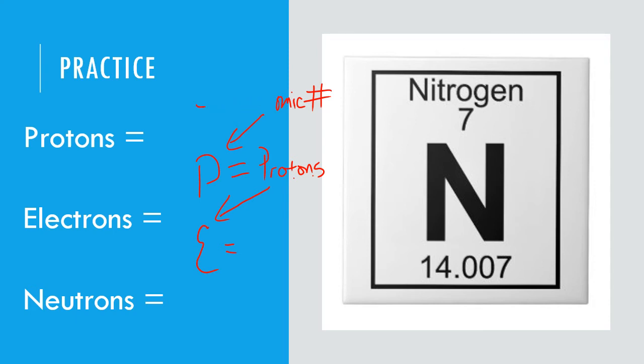So first things first, let's identify our atomic number here. And our atomic number is going to be 7. So very simple. I know that that's our atomic number, and that's equal to the protons, 7. All right. Then those protons are equal to the electrons, so it's 7.